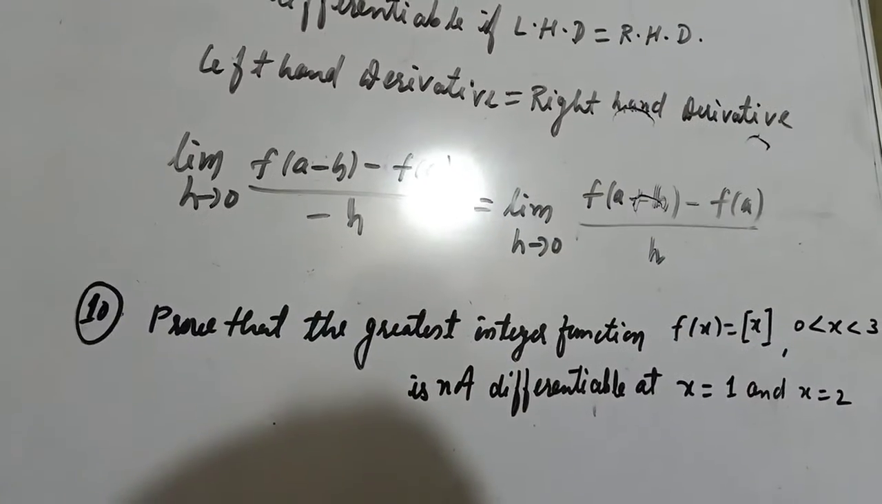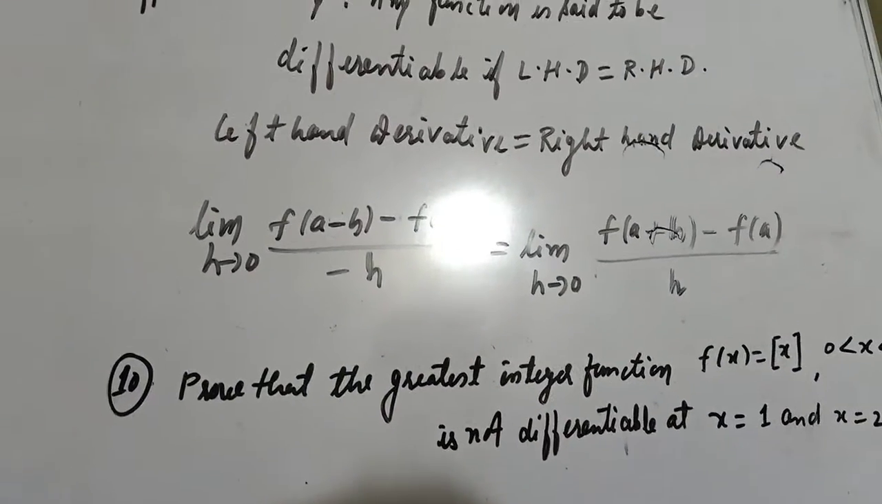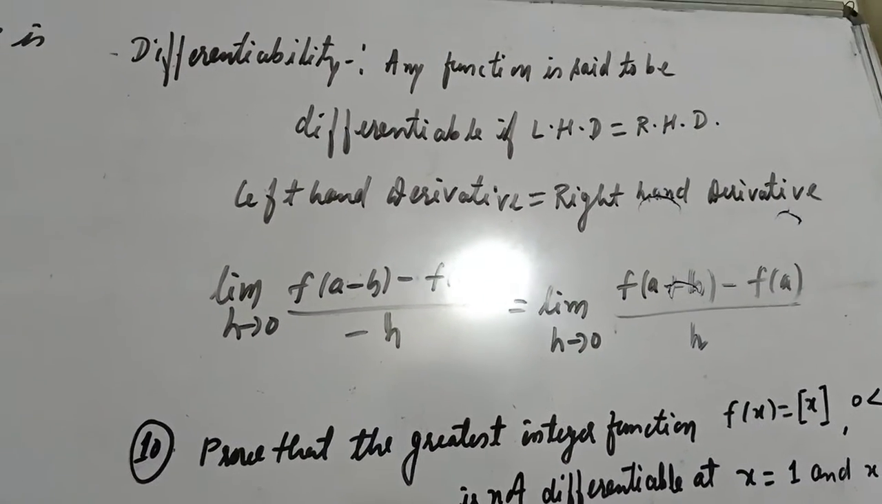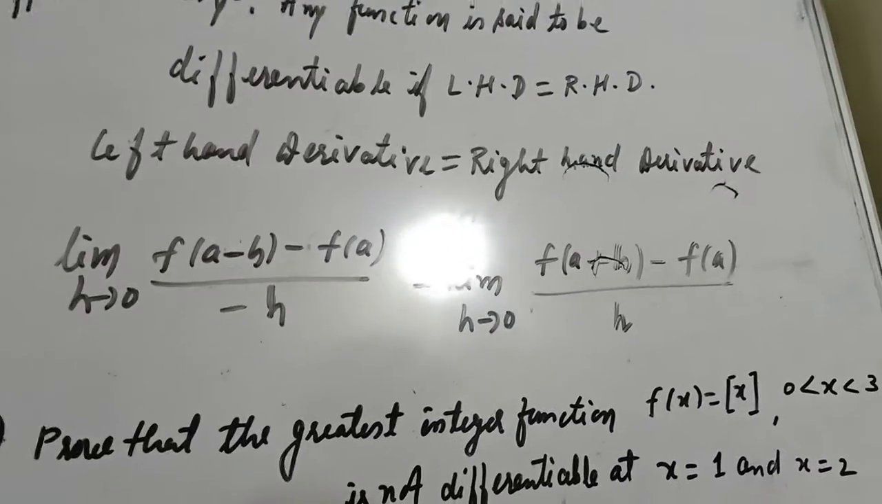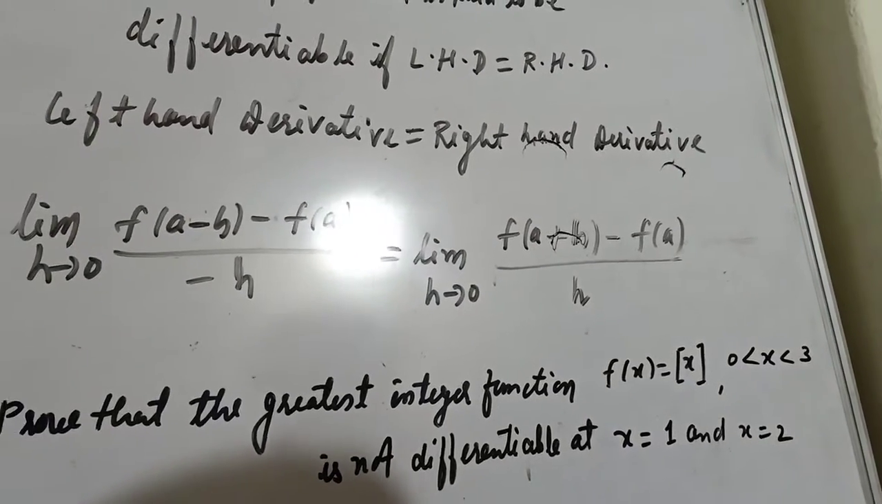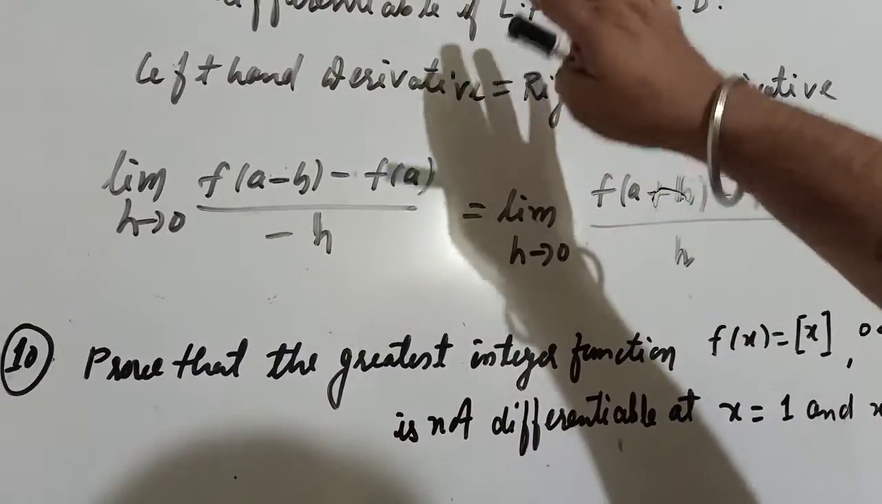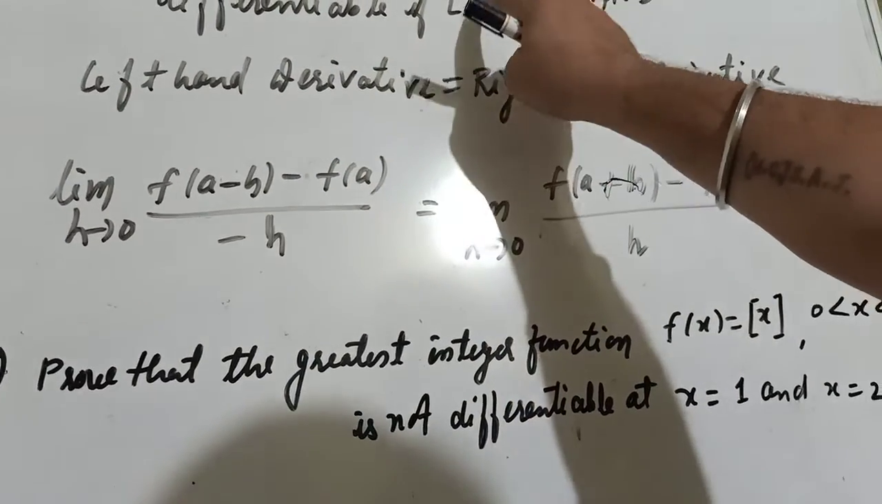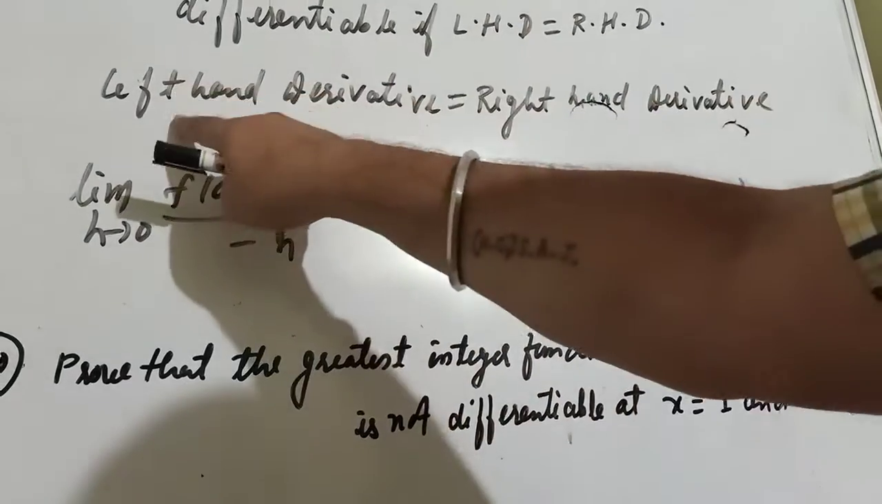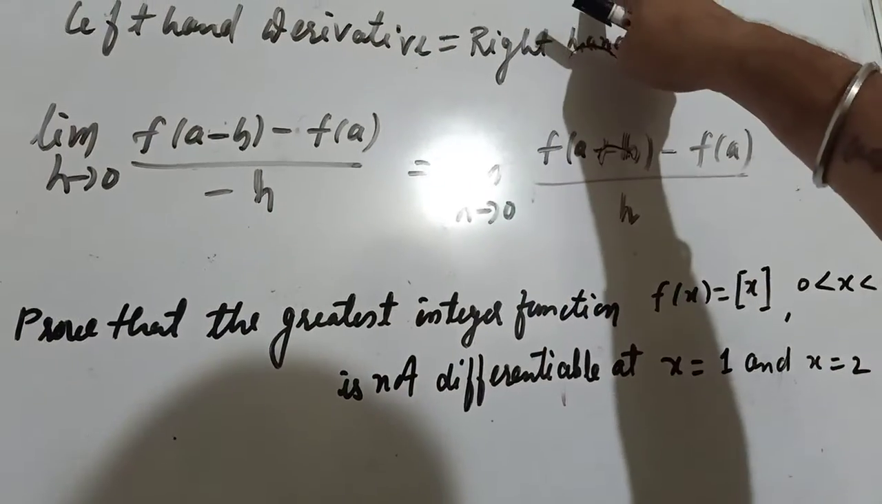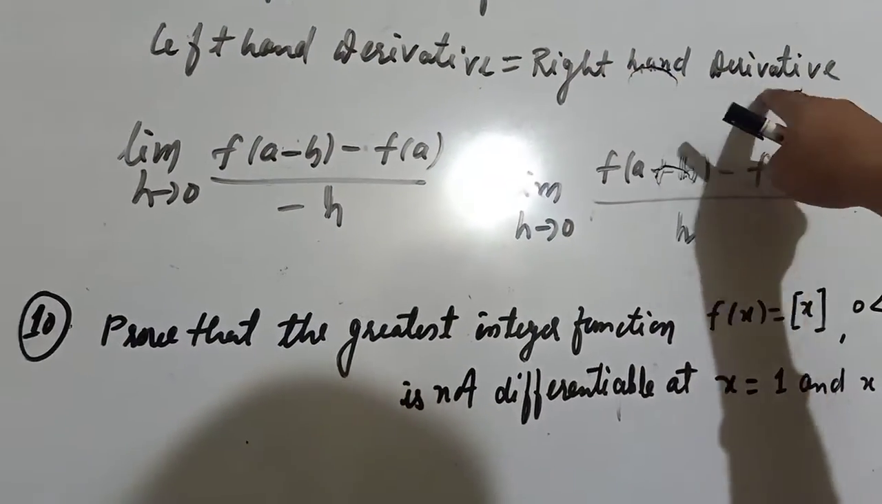We have done this in limits. If the left hand limit LHL is equal to RHL, then the function limit exists. For continuity, if LHL, RHL and f of a are equal, then the function is called continuous. But for differentiability, any function is said to be differentiable if LHD, the full form of LHD is left hand derivative, and the full form of RHD is right hand derivative.